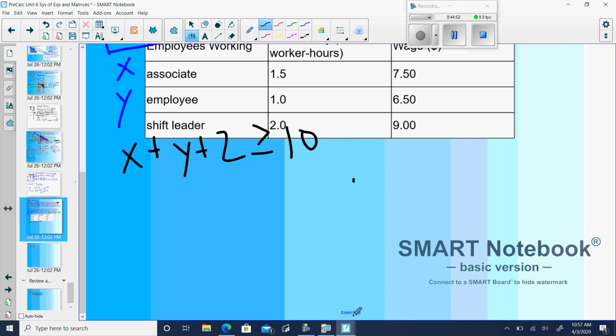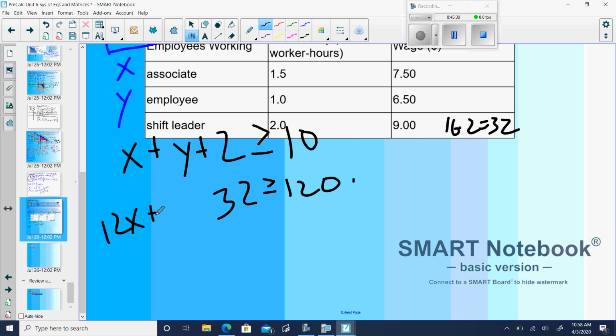If we have 2 shift leaders and their productivity is 2 worker hours per hour, then over an 8-hour shift their worker hours will be 16 times 2, or 32 worker hours. She says we need to schedule at least 120 worker hours to meet customer demand during the shift. So at least 120. The associate's productivity is 1.5 worker hours per hour, so 8 times 1.5 gives us 12x. And employees' productivity is 1 worker hour per hour, so that's going to be 8y.